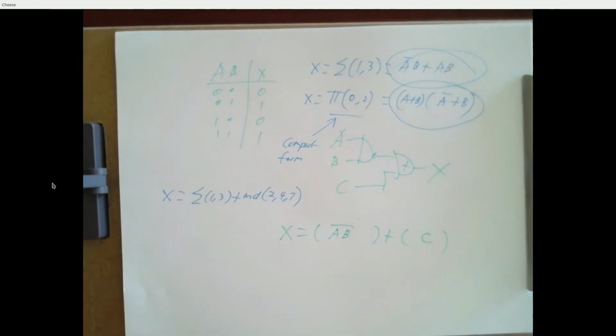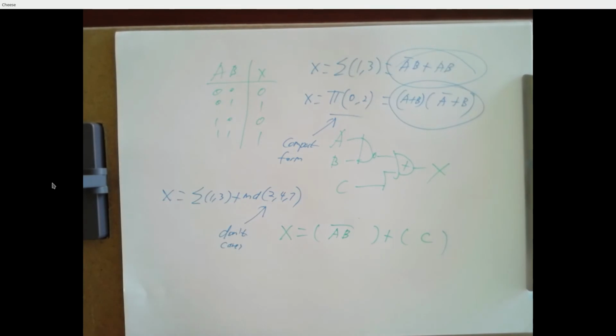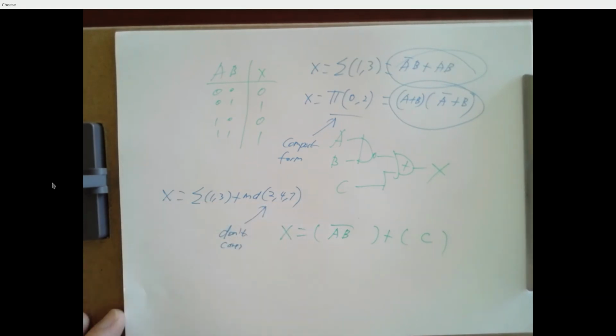This mysterious MD parentheses 2, 4, 7, those are don't cares. So it means in rows 2, 4, and 7 of the truth table, there's a dash. So we want min terms 1 and 3, and we don't care about terms 2, 4, and 7. So those are dashes, and that helps you with your K-map simplification. So that's just a piece of terminology or symbology.